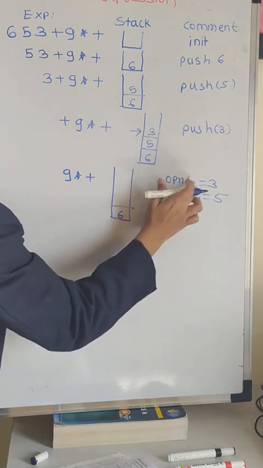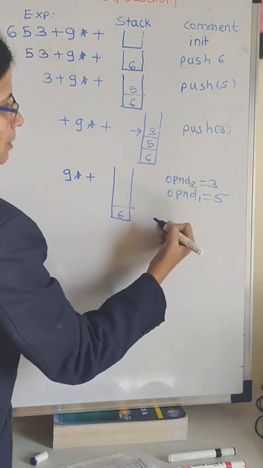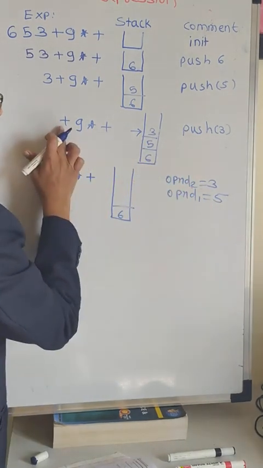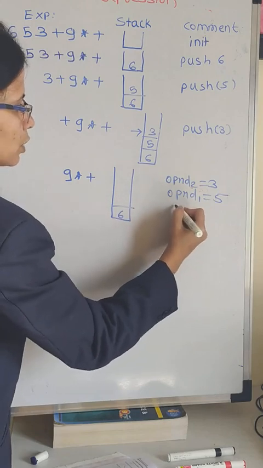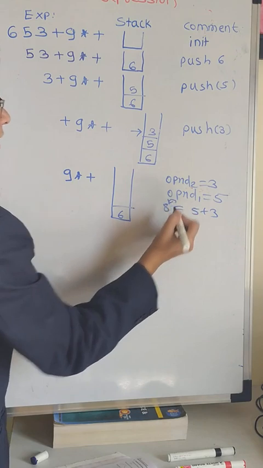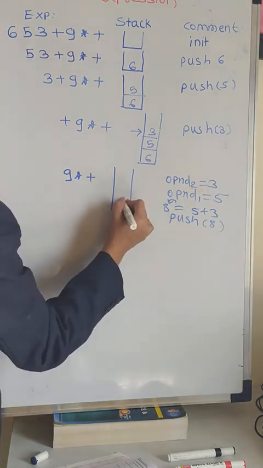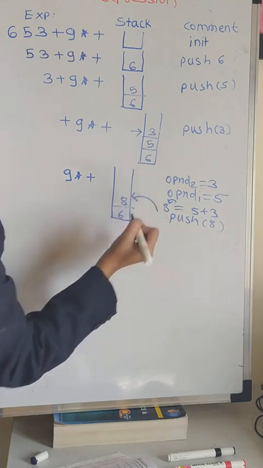Since we popped this, operand 2 equals 3 and operand 1 is 5. Then what to do? Apply this plus on these 2. So you will get 5 plus 3 equals 8. You will get the 8. So write this, push 8 on your stack. So your 8 will be here now.